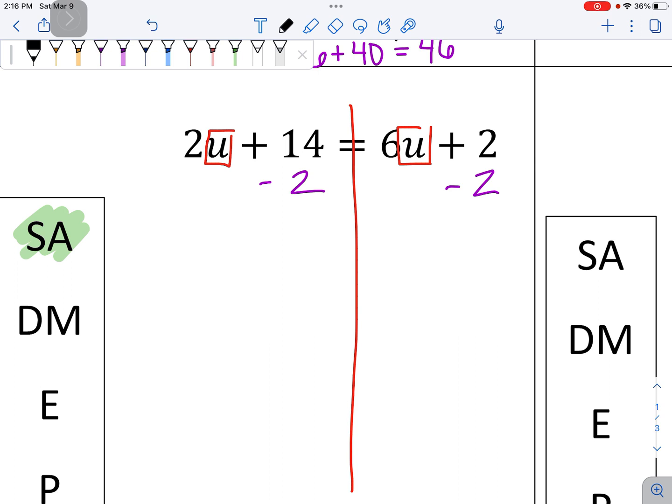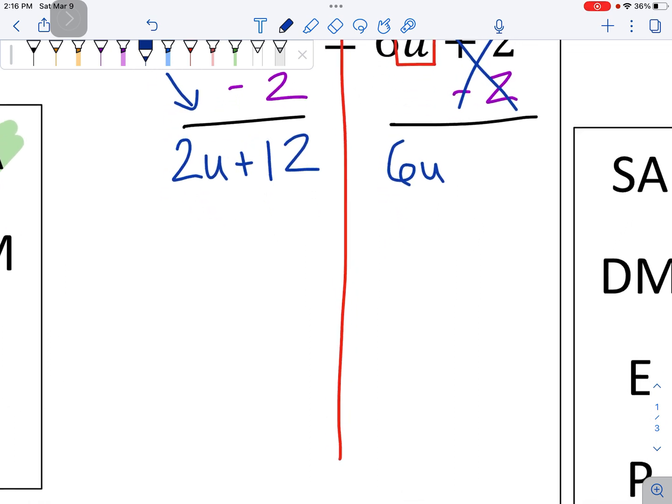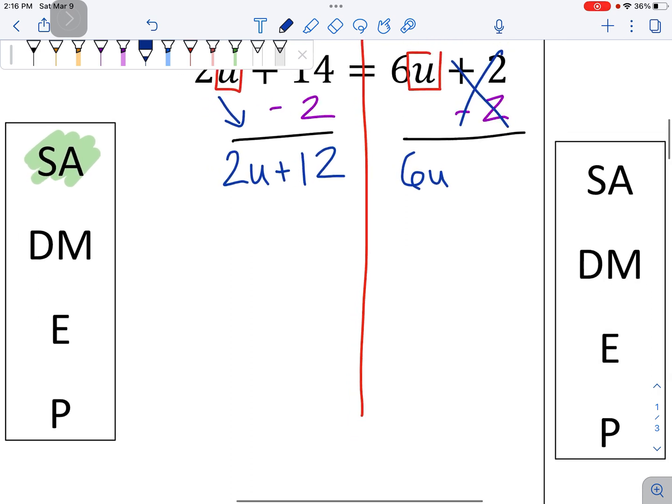This gets us 14 take away 2 is 12. And drop down the 2u. Don't lose it. 2u plus 12. And on the other side, the 2's cancel out, and I have 6u's. Right. Now, I don't have to get rid of that plus 12, because if I get rid of the plus 12, it's going to move to the other side and be a minus 12, and you're never really going to get rid of it, right?